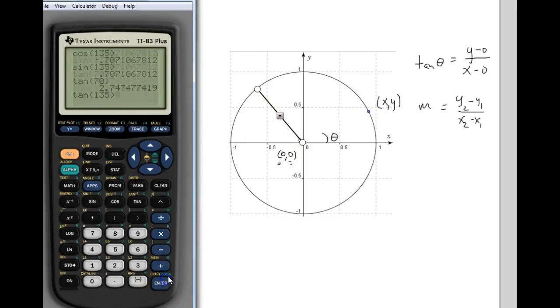So when I hit enter here, I get -1. Now, why am I getting -1 for this instead of some crazy decimal? Because remember, 135 degrees is a 45-degree angle in the second quadrant. We're on the line y equals -x. And what's the slope of the line y equals -x? It's the number in front of the x, so -1.